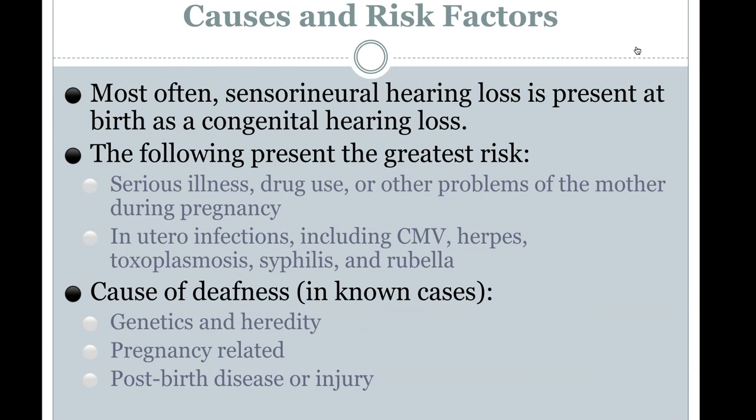Most often, sensorineural hearing loss is present at birth as a congenital hearing loss. And the biggest risk factors for congenital hearing loss are serious illness, drug use, or other problems of the mother during pregnancy, in utero infections, including CMV, herpes, toxoplasmosis, syphilis, and rubella. The cause of deafness in known cases can be due to genetics and heredity, pregnancy-related issues, or post-birth disease or injury.